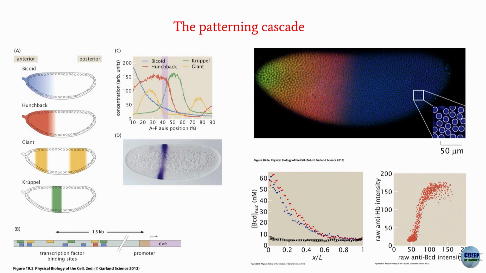This protein giant has these two stripes. One high intensity band over here, another high intensity band over there. And then Kruppel is something which is mostly in the middle of the embryo. So, this is Kruppel over here.